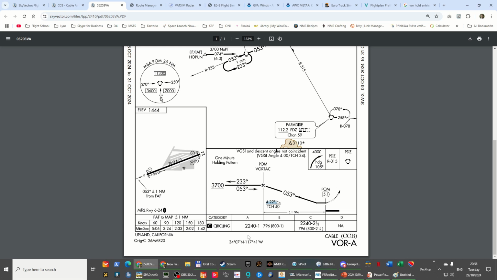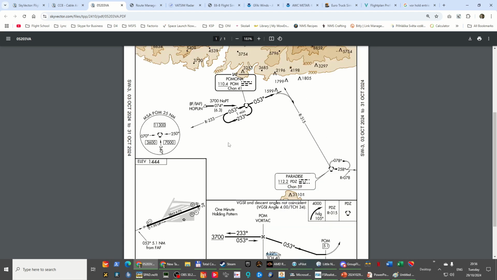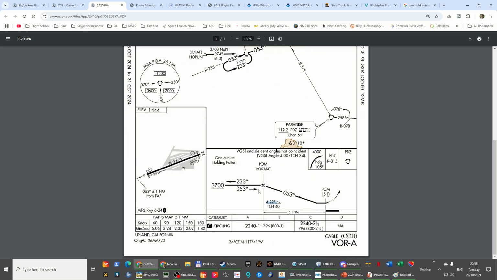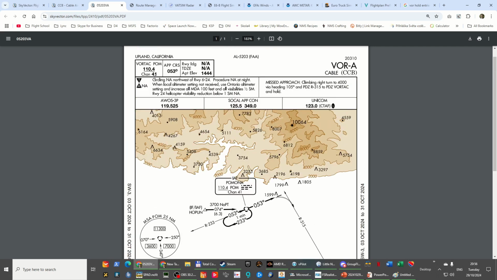Yeah, so 5 miles to drop like 1,500 feet, it's perfectly doable, especially in visible conditions. But we'll most probably be landing on runway 24 anyway, so no problem losing that altitude, because we will probably be doing circling. Circling is not allowed northwest of runway 6 and 24. It's pretty obvious why, right? This brown area here. Procedure not available at night. When local altimeter setting not received, use Ontario altimeter and increase all MDA 100 feet.